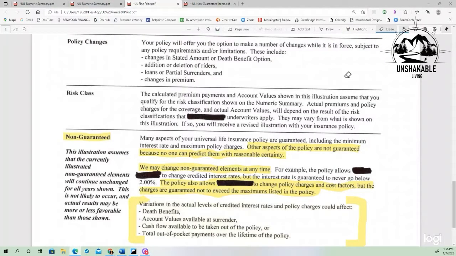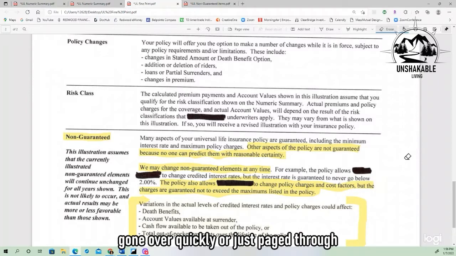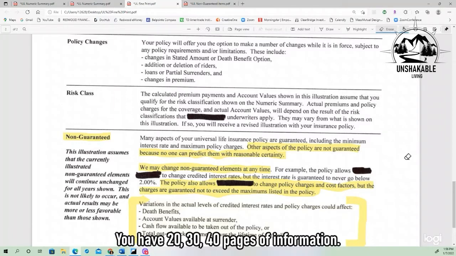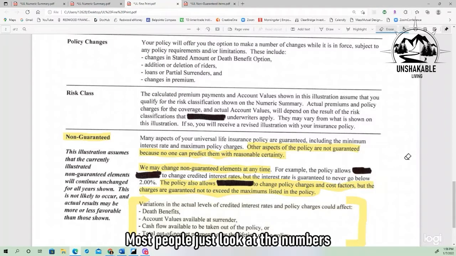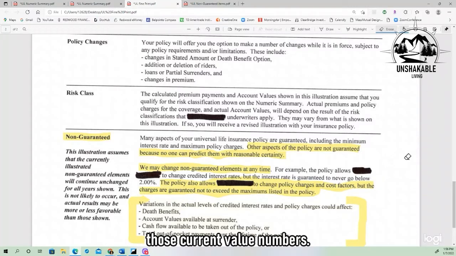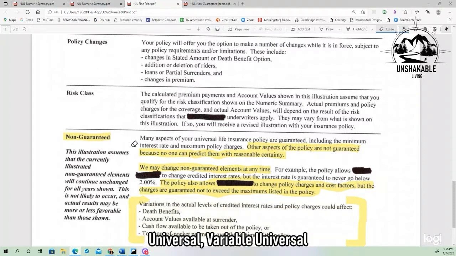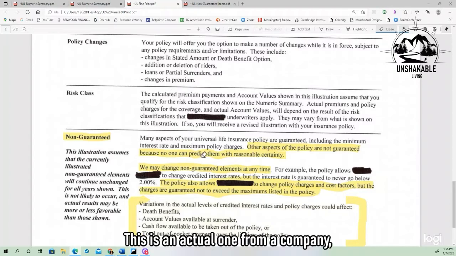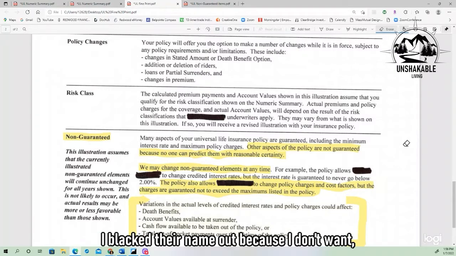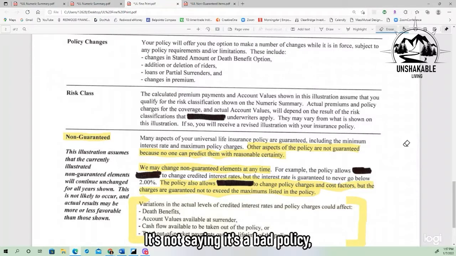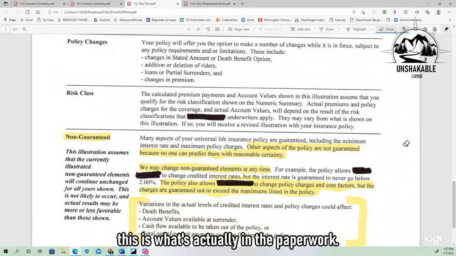Going on to what I call, it's not really fine print, but it's often gone over quickly or just paged through. A lot of times on illustrations and the actual policy, you have 20, 30, 40 pages of information. Most people just look at the numbers, and the insurance broker a lot of times will just point out those current value numbers. Here are some things you need to know on universal, variable universal, and index universal life. This is an actual one from a company. I blacked their name out because I don't want their company name out there. It's not saying it's a bad policy, just saying this is what's actually in the paperwork.